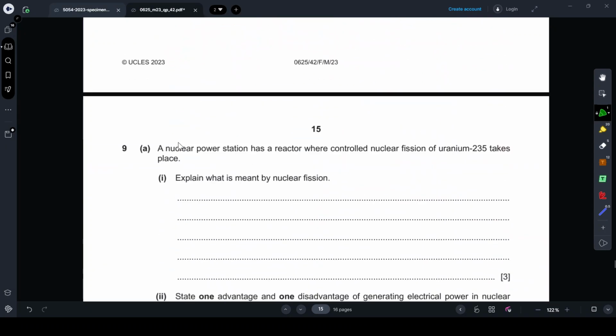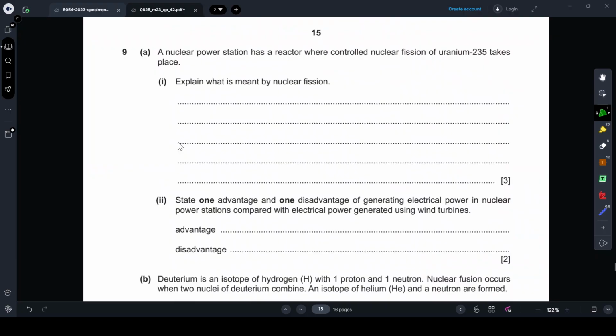Okay. A nuclear power station has a reactor where controlled nuclear fission of uranium-235 takes place. Explain what is meant by nuclear fission, right? So it is the breakup of larger nuclei into smaller nuclei. Energy is released, right? Large unstable nuclei, the nucleus splits and releases energy and turns into smaller nuclei, right?